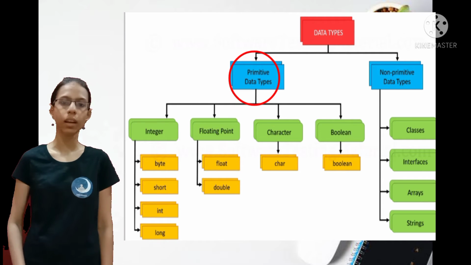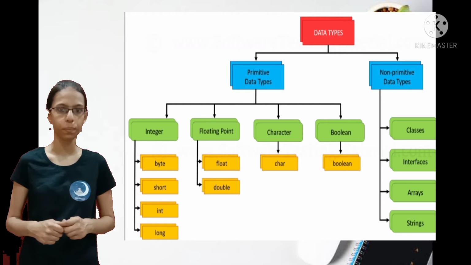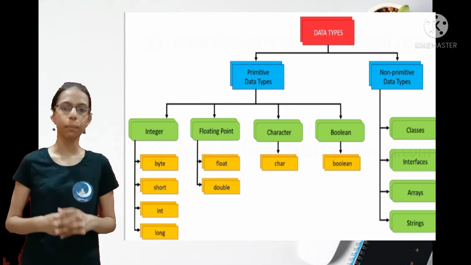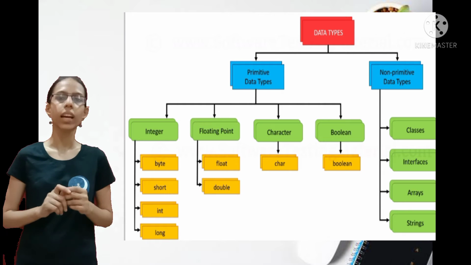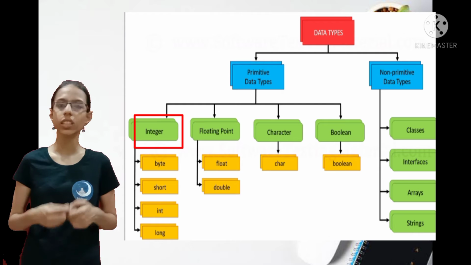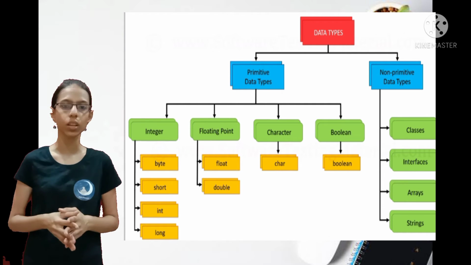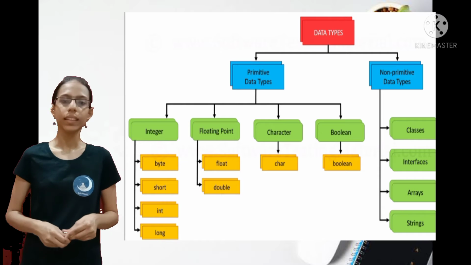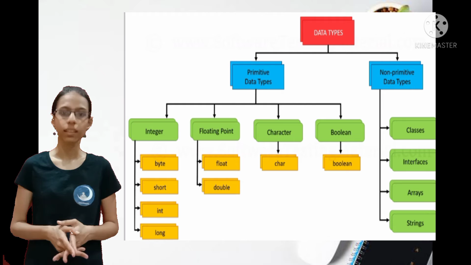First one is the primitive data type, and the second one is the non-primitive data type, which is also known as the reference type. And the primitive data type is again classified into four subparts. The first one is integer. Integer means it consists of all the integer values, from negative values to positive numbers and zeros, the whole numbers. And in integers, there are different types of integers like byte.